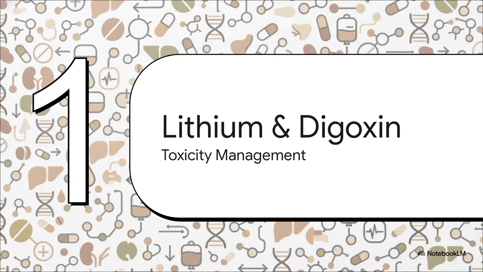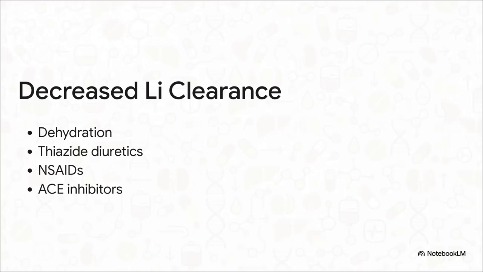Finally, Section 6, lithium and digoxin toxicity. We're looking at narrow therapeutic index drugs that are highly susceptible to renal impairment. Lithium clearance is strictly renal. That means literally any factor that decreases renal perfusion is going to trigger acute toxicity. Common culprits like dehydration, NSAIDs, ACE inhibitors, and thiazide diuretics will cause those lithium levels to spike rapidly.